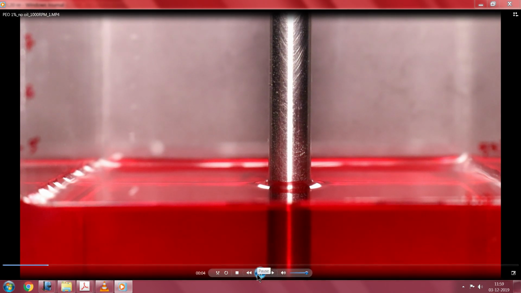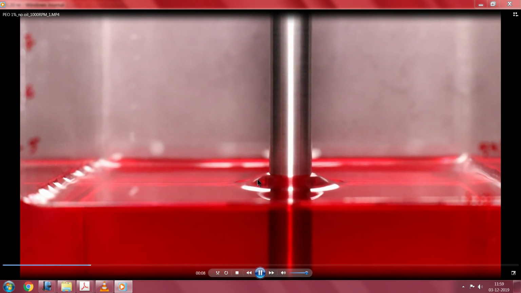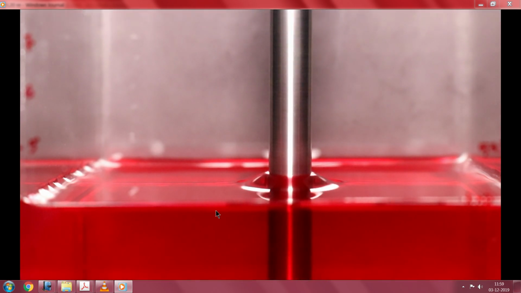The rod is stationary now and it is going to rotate. So, I hope you saw how this meniscus rose here, right. This is called the rod climbing effect. If you go to higher frequency, higher polymer concentrations and higher RPMs, this effect can become even more drastic.